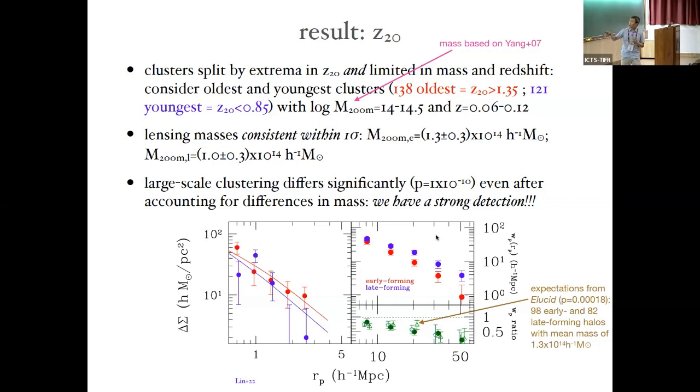And open triangles here show the theoretical expectation extracted from N-body simulations, which we directly took from Xue et al. So with 98 early and 82 late forming halos with a mean mass of 1.3 times 10 to the 14 solar masses, we see that they are in good agreement with our measurements, the green solid points. So in other words, we believe we have a strong detection.